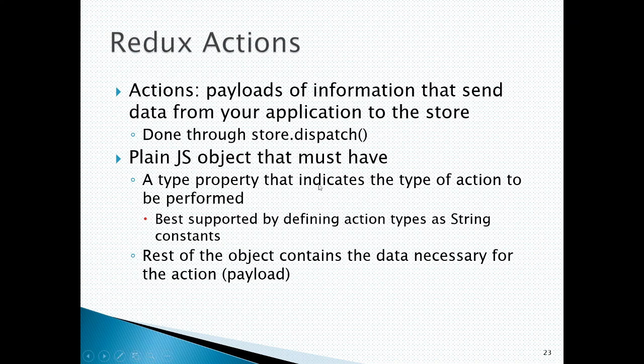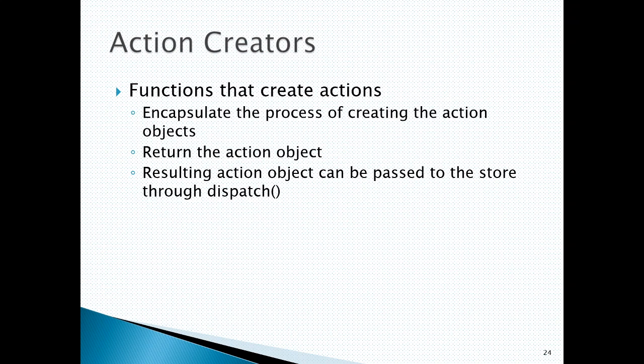Actions are the payload of information that sends data from your application to the store, done through store.dispatch. An action is a plain JS object that must have a type property that indicates the type of the action to be performed, best supported by defining action types as string constants. The rest of the object contains the data necessary for the action payload. So basically this dispatch contains two pieces of information. One is the type, our action type, and second is the payload, or data which needs to be changed accordingly.